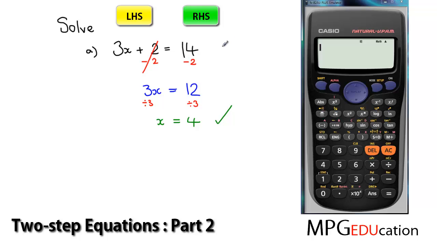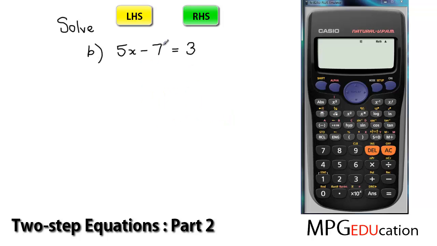So two steps. Notice the first step, subtract 2 from both sides. The second step was to divide by 3 on both sides. Okay, so we'll go on to example 2 now. Example 2, 5x take away 7 equals 3.